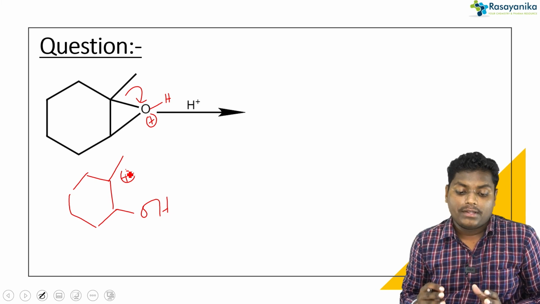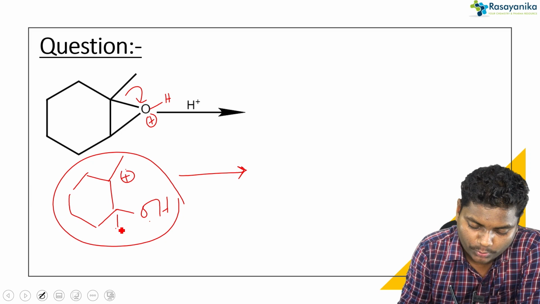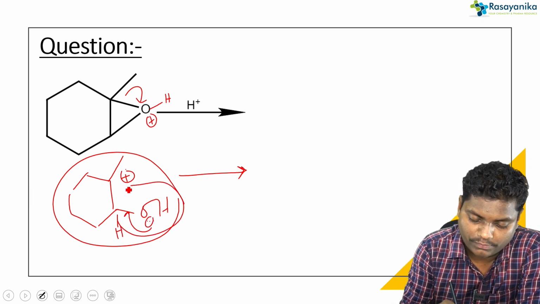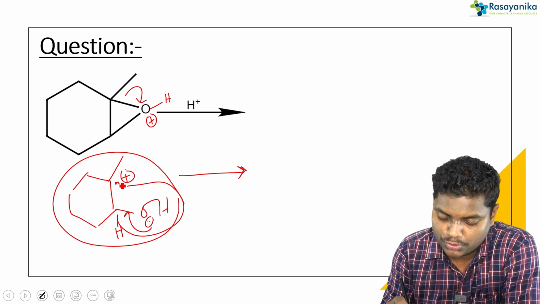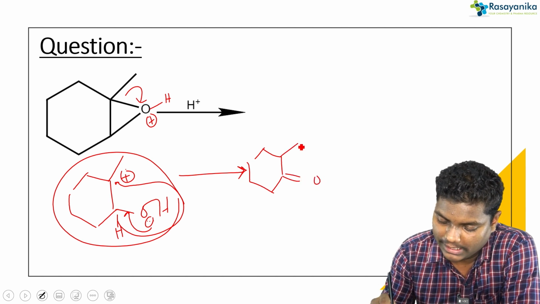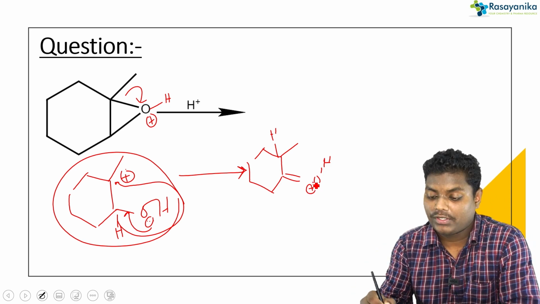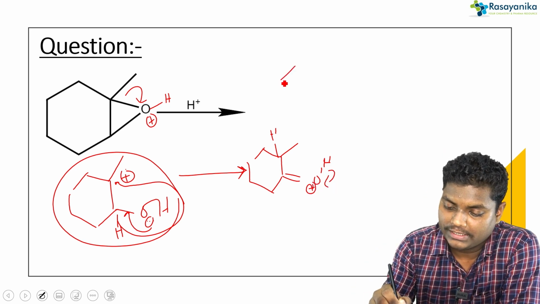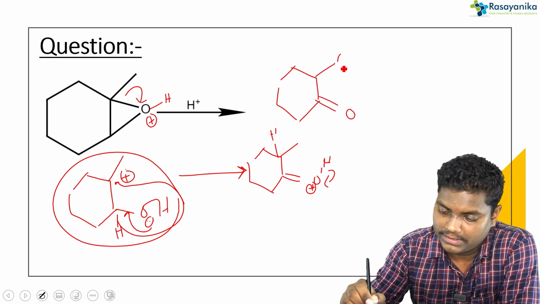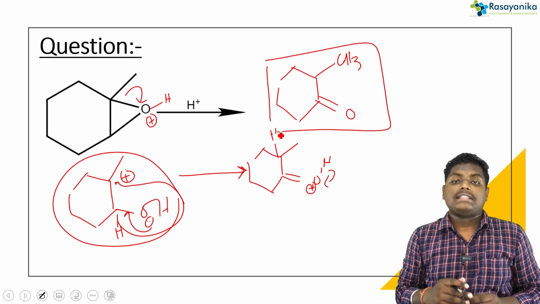Now once this is generated, the same thing. Here we have a proton. Now this lone pair will push its electron, and this proton will be migrated. So we will be having a carbonyl group over here, and this H is coming over here. This will be protonated, so this proton can be removed. So eventually the product that we are forming is this.